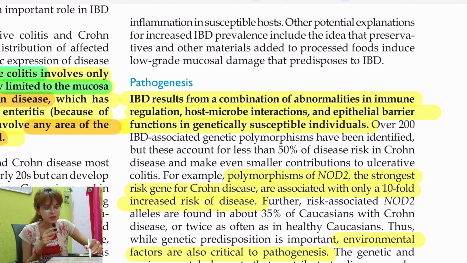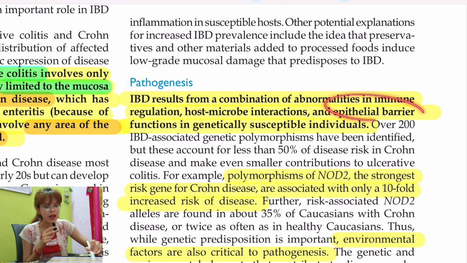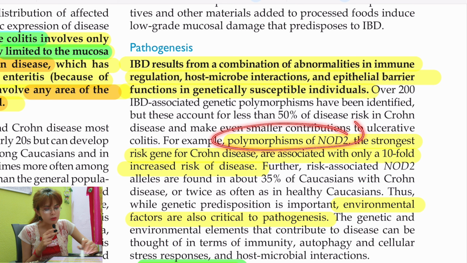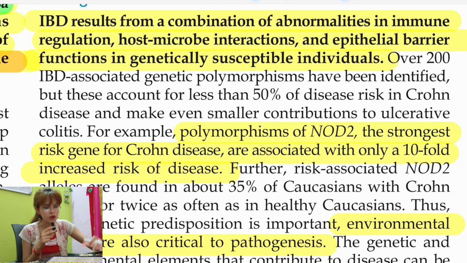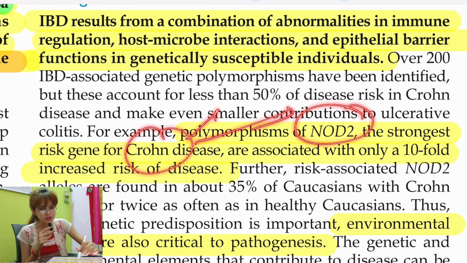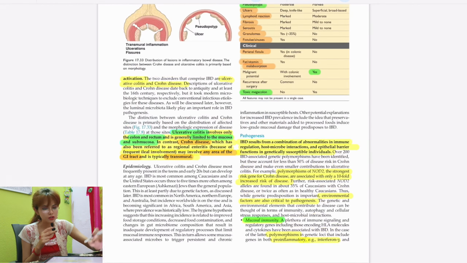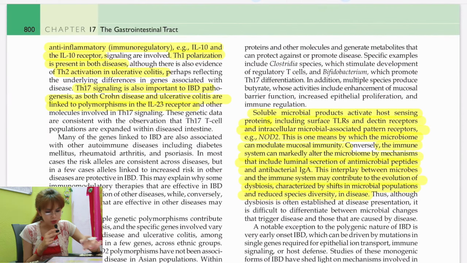It results from a combination of abnormalities in the immune regulation, host microbe interaction, and epithelial barrier function in genetically susceptible individuals. So, for example, there is a polymorphism of NOD2, the strongest risk gene for Crohn's disease, associated with a 10-fold increased risk of the disease. These two are again related important points. The environmental factors are critical to pathogenesis. For example, the mucosal immunity is important.